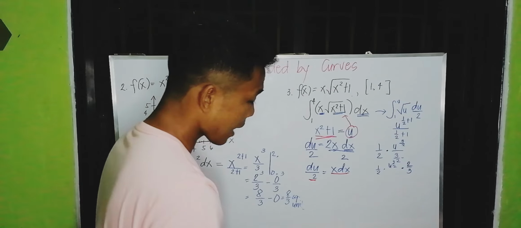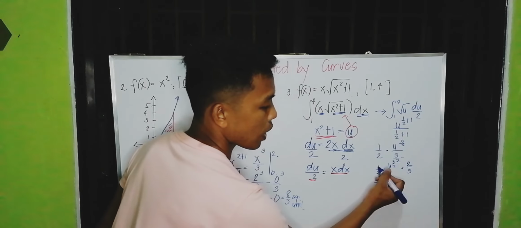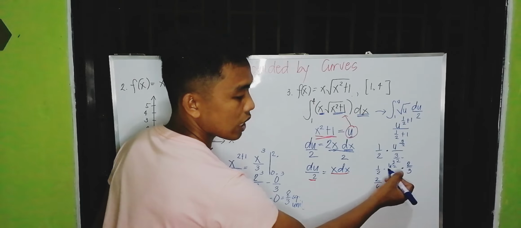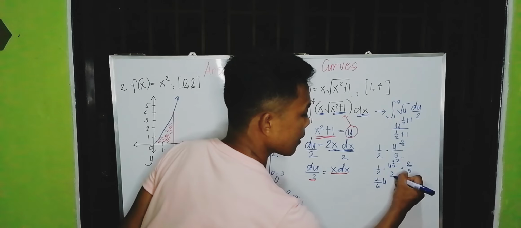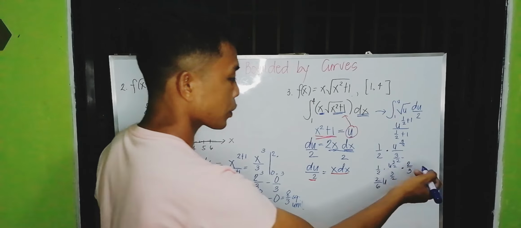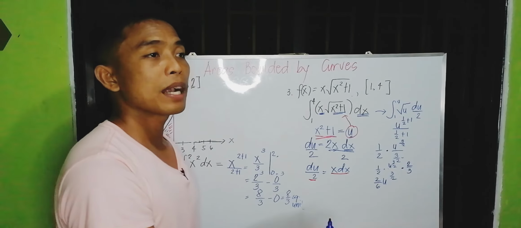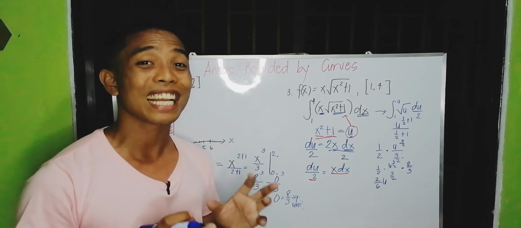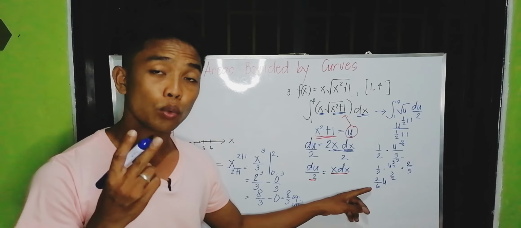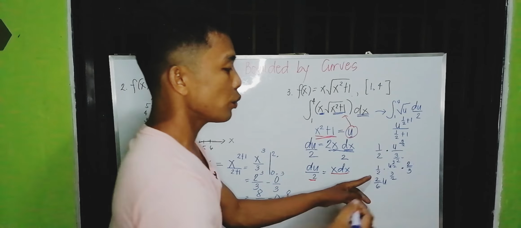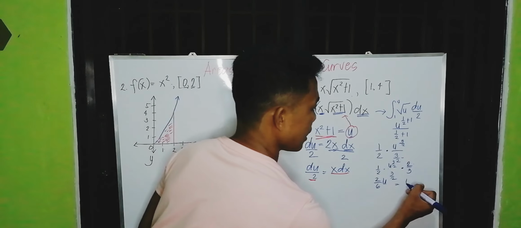Sige. We will have 1/2 times 2/3 is 2 over 6. Kasi 1 times 2, 2. 2 times 3 is 6. Copy u raised to 3/2. Alright, continue. Etong 2 over 6 natin, pwede natin i-simplify. Maghanap tayo ng number na makaka-divide sa 2 at saka sa 6 para ma-simplify siya. So, ang makaka-divide sa 2 at saka 6 ay 2. So, i-divide natin. 2 divided by 2 equals 1. 6 divided by 2 is 3.